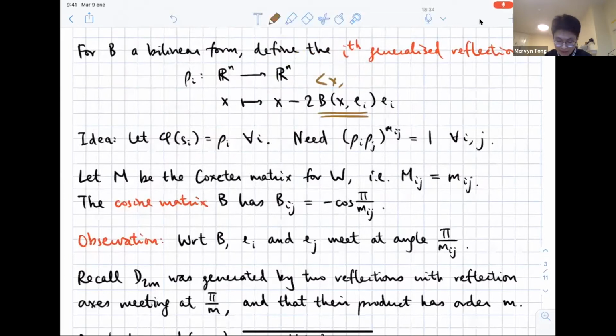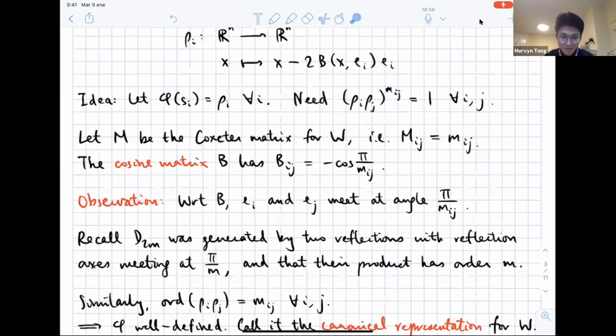So just replacing the standard bilinear form with another kind of bilinear form, it makes sense to call it a generalized reflection. And indeed, they enjoy properties such as these rho_i's are involutions, i.e. rho_i squared is 1 for all i. And the idea is if we let phi be a homomorphism that sends s_i to rho_i for all i, we want that this is true. And this is indeed true if we choose the following bilinear form.